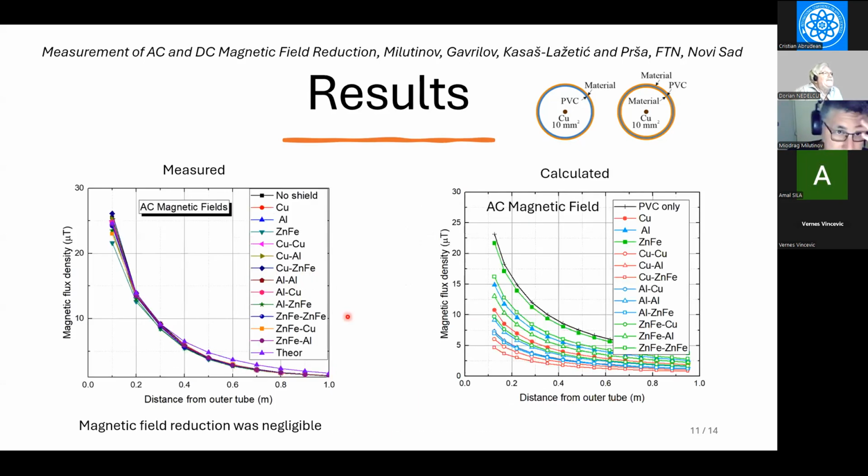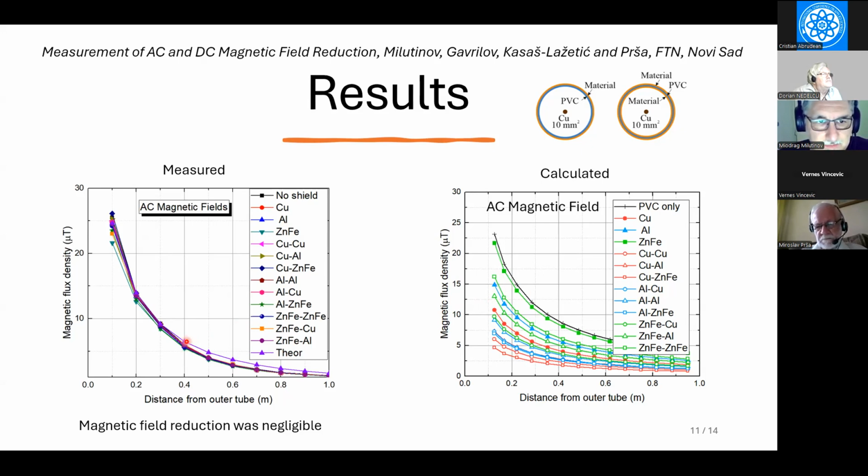This is the result of the AC magnetic field. On the right side, once again, these are the calculations, and of course, calculation results strongly depend on your model, and we assume that the model is infinitely long. They also depend on the parameters you put in, such as permittivity, permeability, and conductivity. And on the left side, this is the measurement that we obtained.